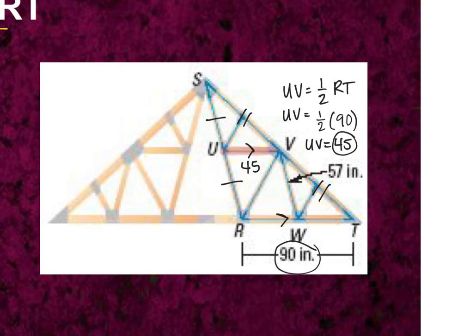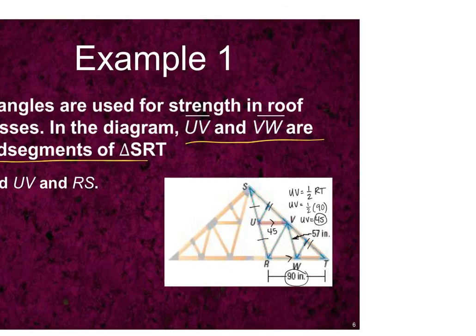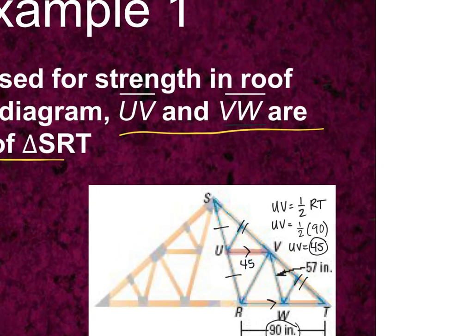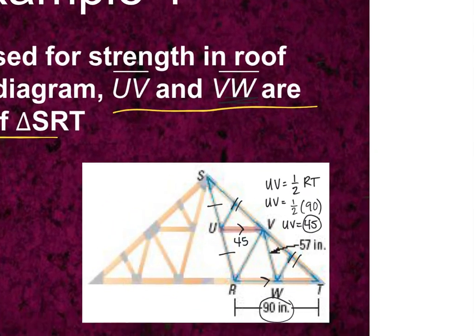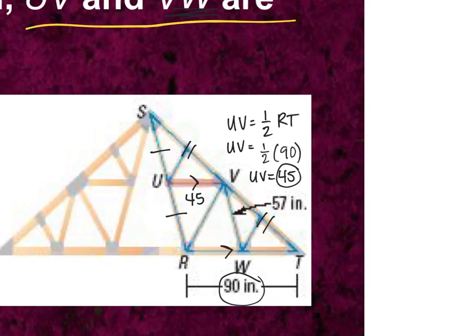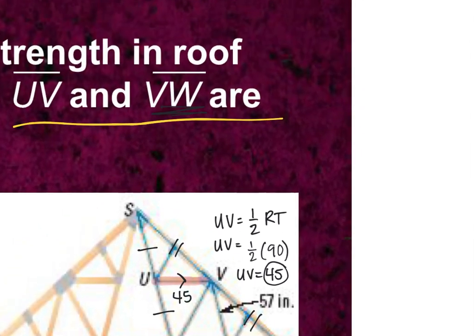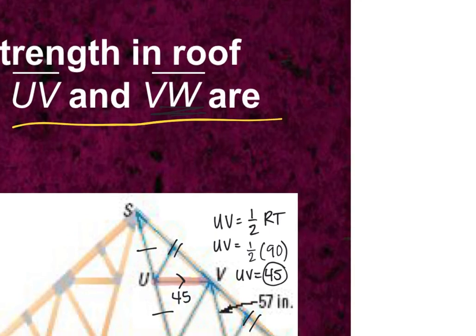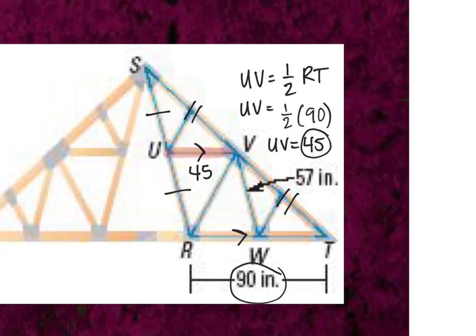Very good, because W is the midpoint. But you didn't know that unless they said, do you see how it says VW is a midsegment? You would not be able to say that RW and WT are the same unless it told you that VW is the midsegment. Now, let's highlight VW in blue, and let's fill in all the information about VW.